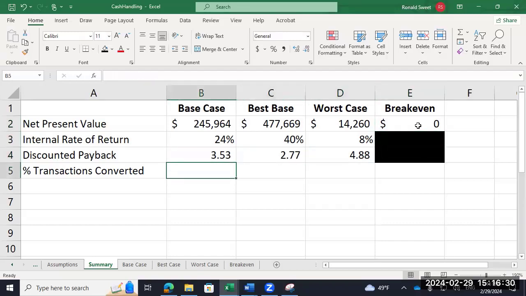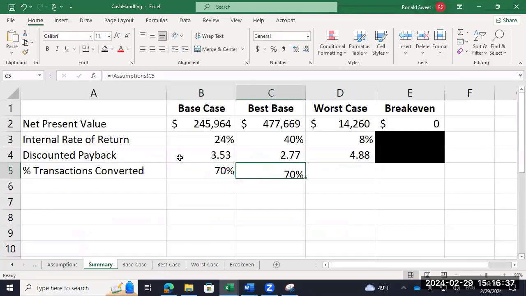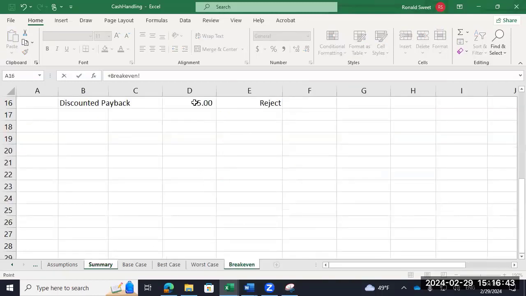And then the percent converted that we can get from the assumptions, 70%, 90%. And where do I get the break evens transactions converted? Well, that's on the break even page.